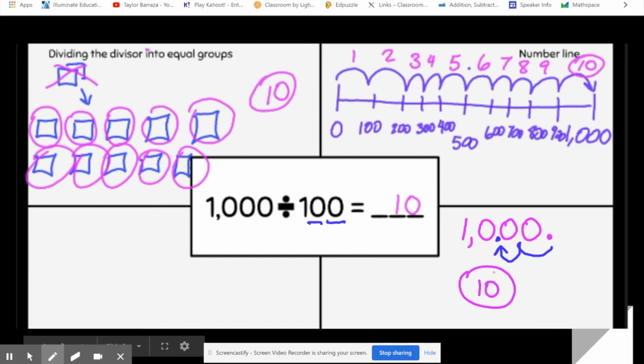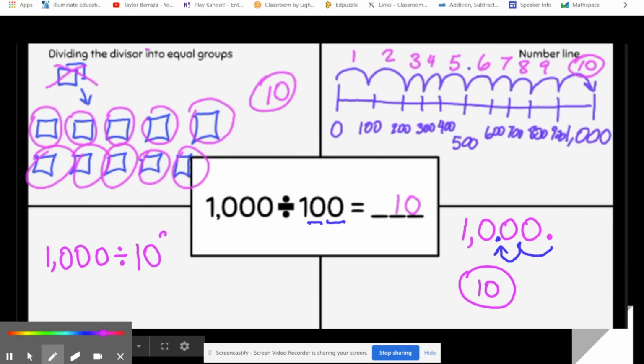I'm now going to rewrite it to show the exponent form, which is 1,000 divided by 10 to the second power. I know this because there are 2 zeros in 100.